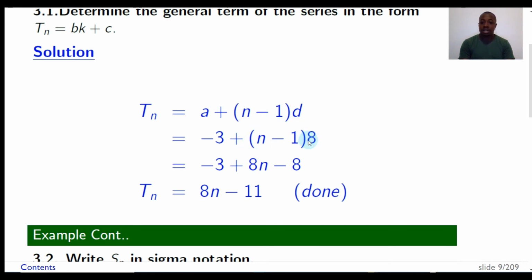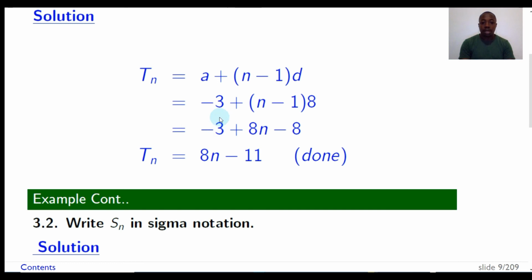Here we need to expand, which means 8 has to multiply everything that is in this bracket. So it's 8 times n, that's 8n. 8 by negative n, that's negative 8 by negative 1, that's -8. In the end, we need to combine the like terms.